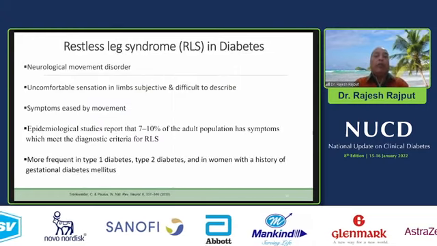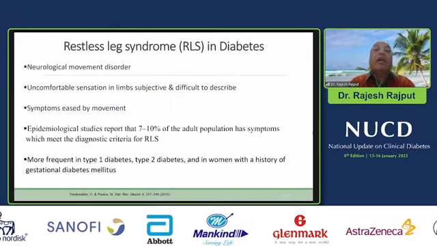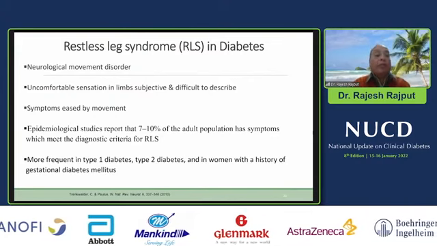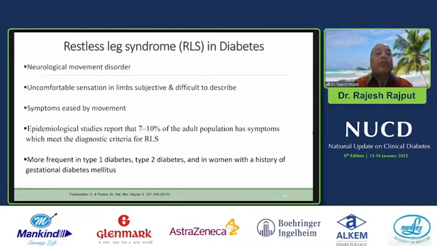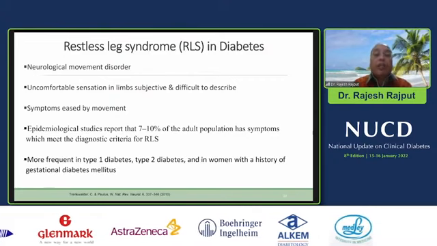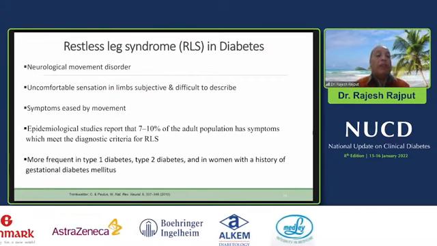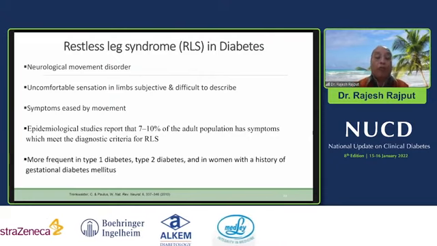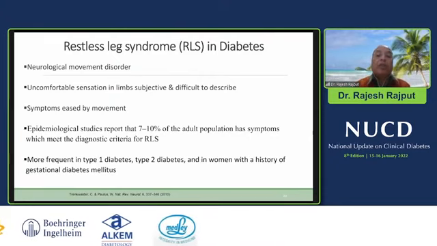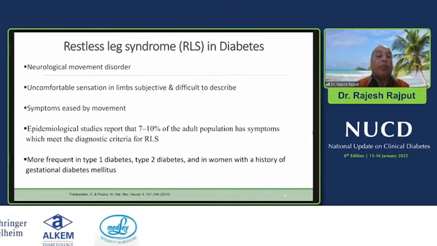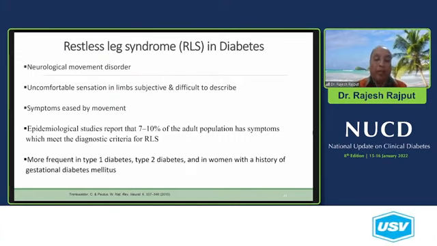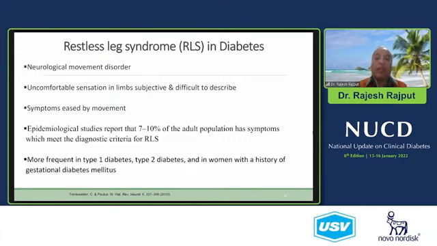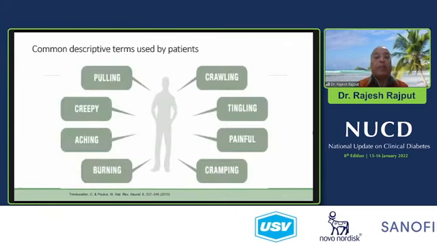Moving on to another important problem in diabetic patients, restless leg syndrome in diabetes. It's a neurological movement disorder. The patient has an uncomfortable sensation in the limb, which is subjective and difficult to describe. Symptoms are usually eased by movement, and studies have shown 7 to 10% of the adult population meets diagnostic criteria of restless leg syndrome. We will come to that. It is more common in type 1, type 2 diabetes, as well as in women with a history of GDM.